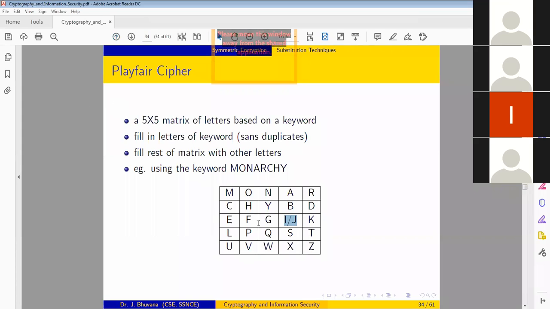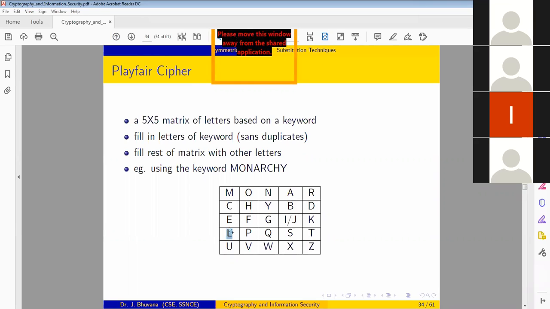Just check where S is here. Yes, in this particular table matrix, S is here. Where is E? E is here. So take the row of S and the column of E. What is the letter at the intersection? L is at the intersection of E and S.